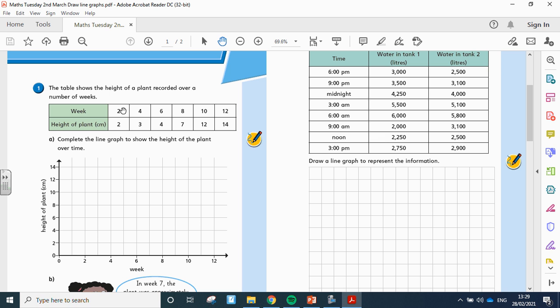So week 2, the height of the plant is 2 centimetres. So you put a little cross right in the middle here. Week 4 is 3 centimetres. Now look, here's 2 centimetres, here's 4. So 3 is going to be halfway. Try and get your little cross as accurately as you can, until you've finished the whole thing. You can join up your crosses with a line once you've done that.